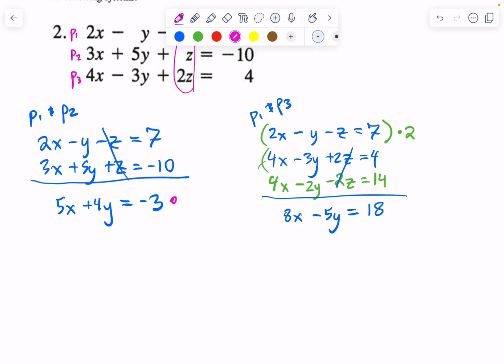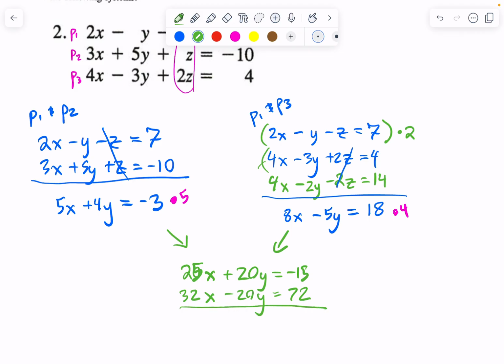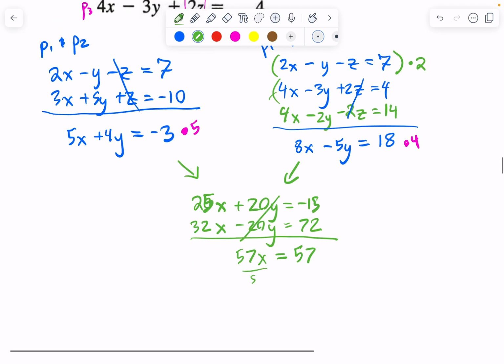So I'm going to multiply this whole equation by 5 and this whole equation by 4. And the y's already have opposite signs. So putting these together, I get 25x plus 20y equals negative 15, and 32x minus 20y equals 40 plus 32, 72. That means when we add them together, these cancel. We get 57x equals, well, hot dang, 57. So when we divide by 57 on both sides, we get x is equal to 1.